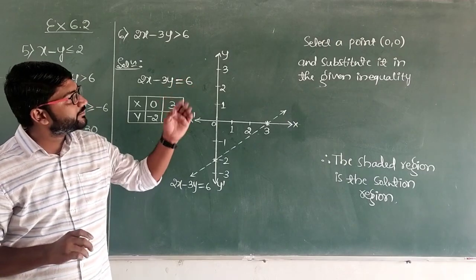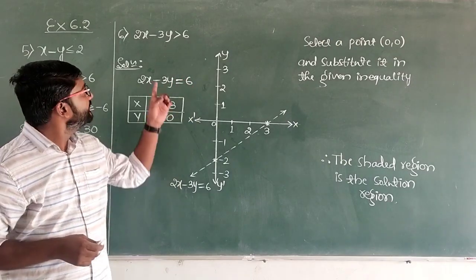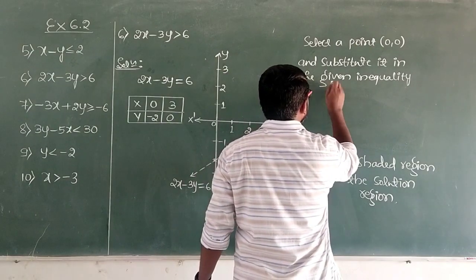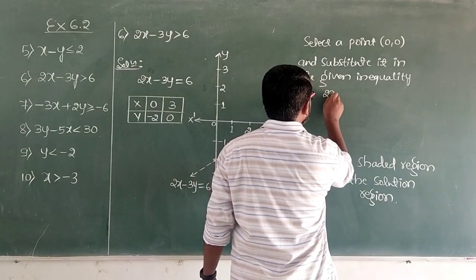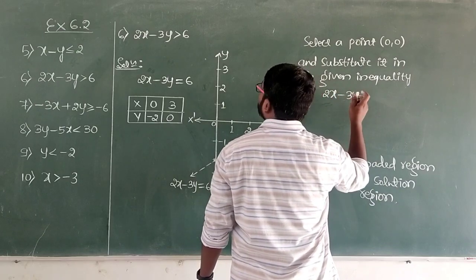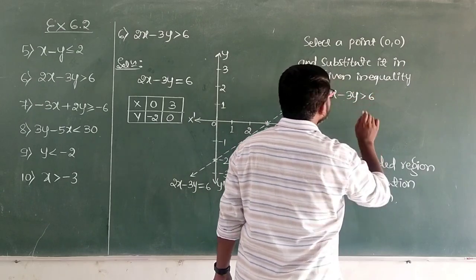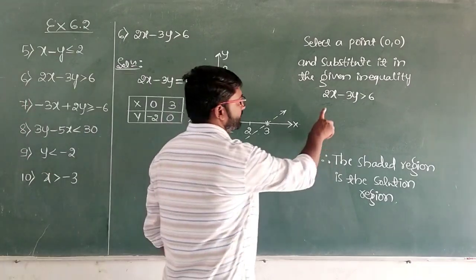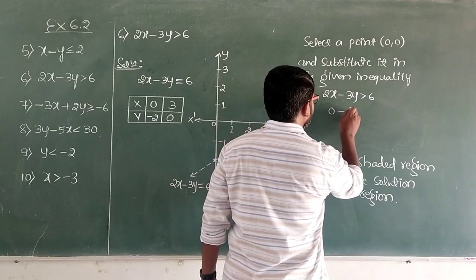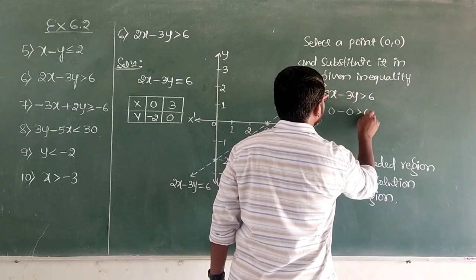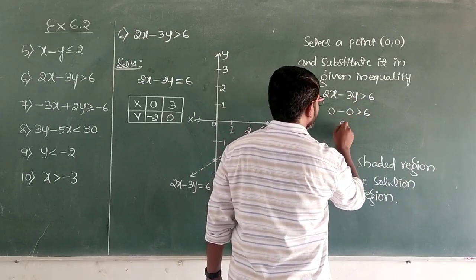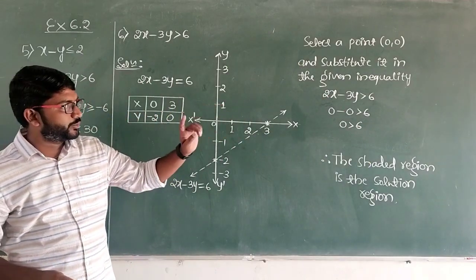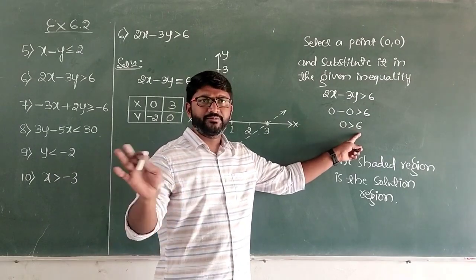Again the same thing. Select the point 0, 0 and substitute it in the given inequality and check whether it satisfies or not. So 2x minus 3y greater than 6. Both values of x and y are 0 now. So 2 into 0 is 0, minus 3 into 0 is 0, greater than 6. So 0 minus 0 is 0, greater than 6. Is it true or false now? It is false. 0 is greater than 6, which is not true.